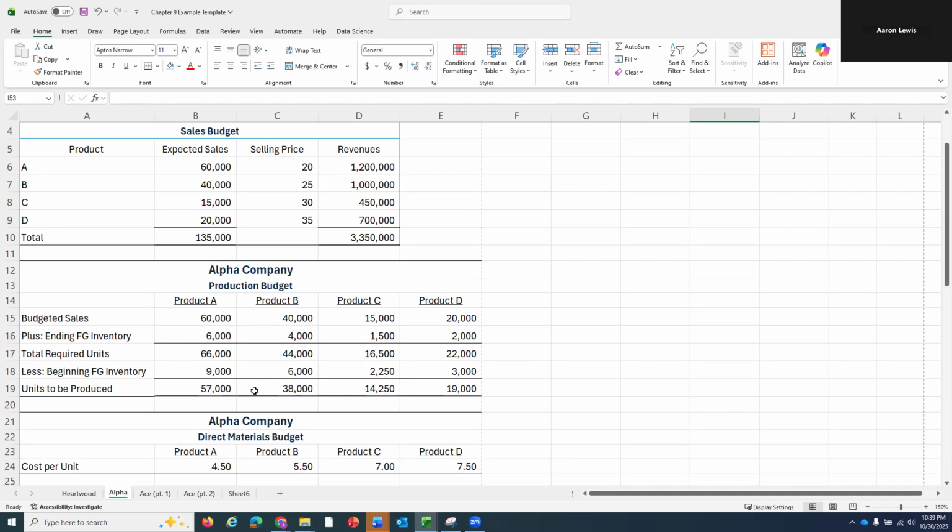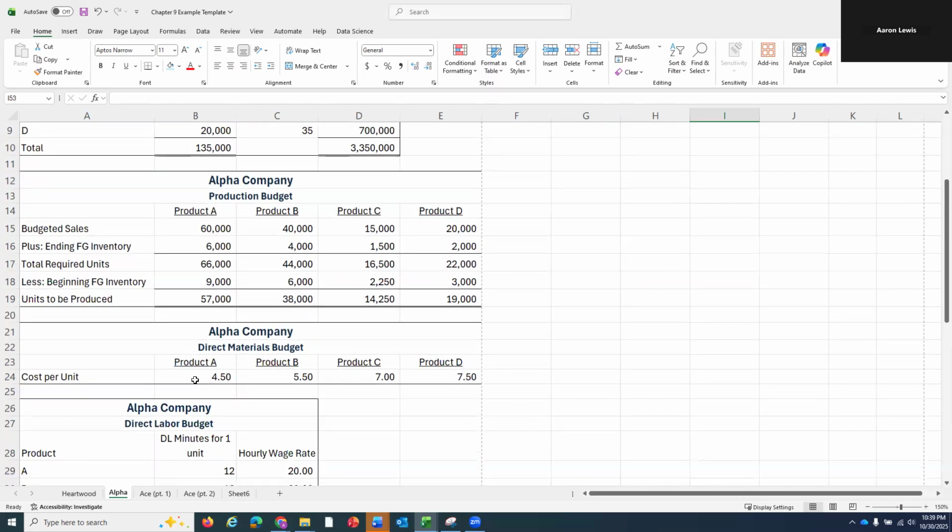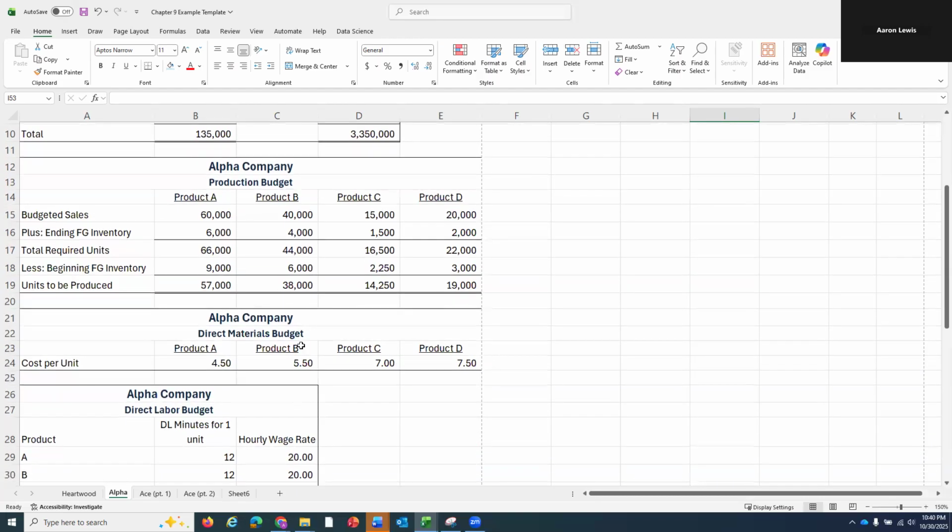We've got to pay to produce those. How much do we have to pay? Well, for the materials, this problem is giving us how much cost goes into each unit. So each of those 57,000 product A's that we make is going to cost us $4.50 in materials. For product B, it's $5.50 a unit. For product C, it's $7 a unit. And for product D, it's $7.50 per unit. It's only one cost component.